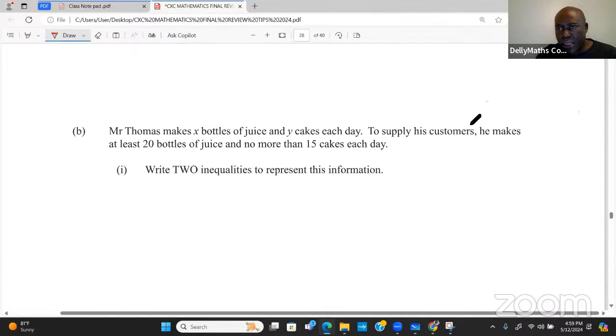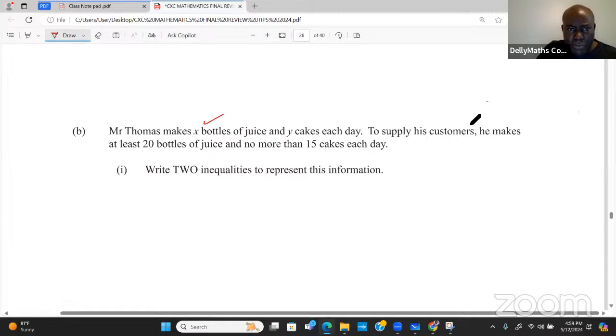All right, so this is a question that comes with some inequality. It says Mr. Thomas makes X bottles of juice and Y cakes each day. X bottles of juice and Y cakes each day.